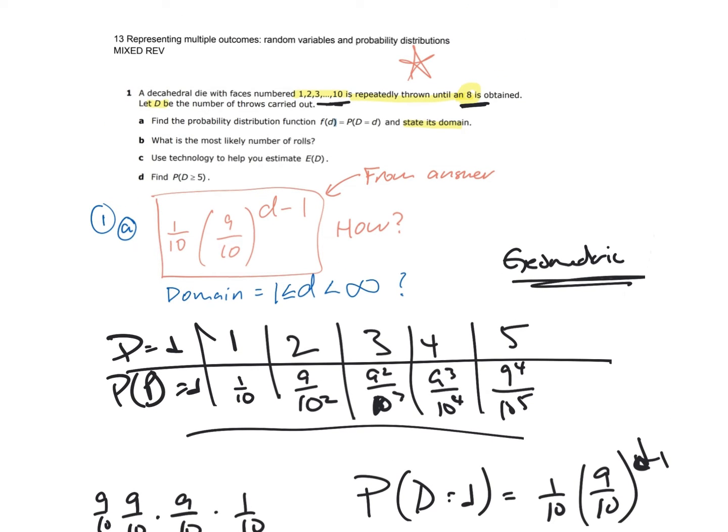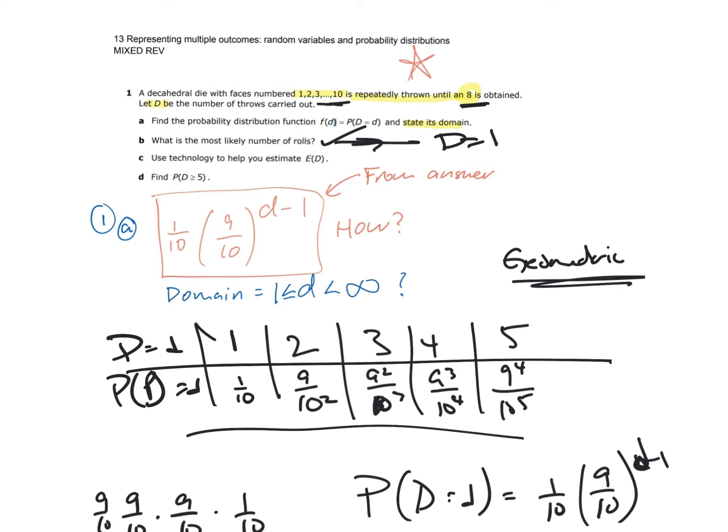So now, what is the most likely number of rolls? Well, that means which of all of these probabilities is largest? Well, that's going to be 1. So the most likely of this is going to be D equal to 1.